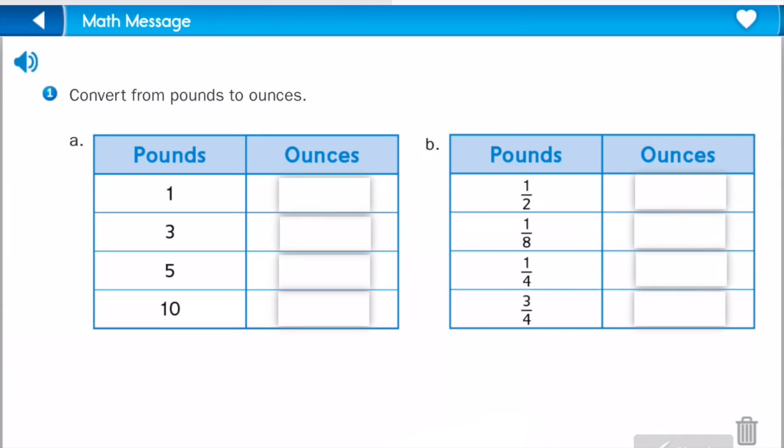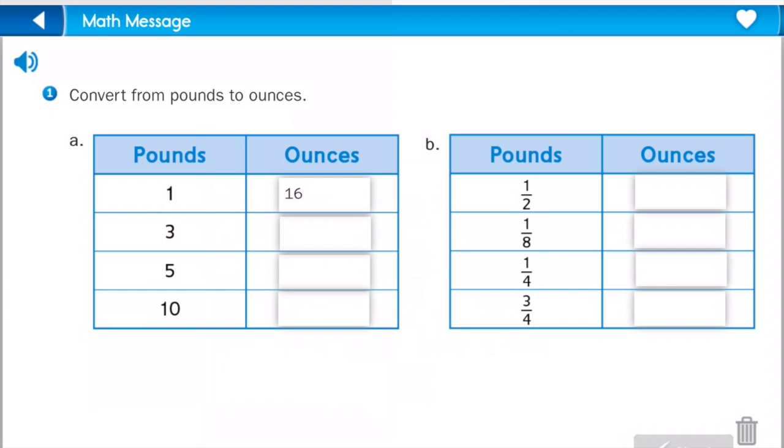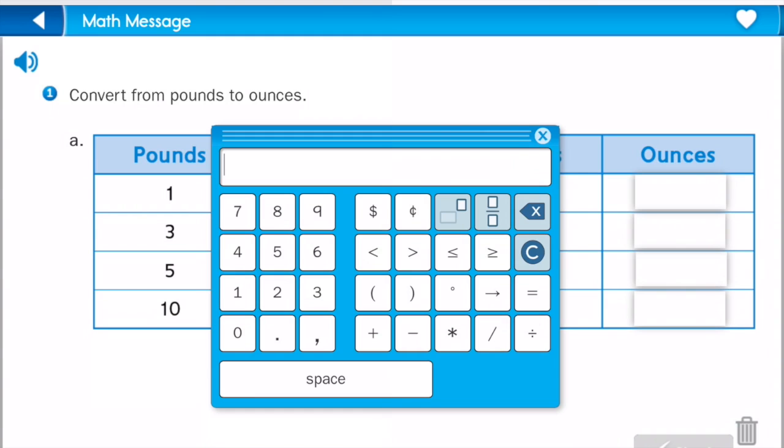So how many ounces are in 1 pound? It would be 16. There's 16 ounces in 1 pound. So, how will we figure out how many ounces are in 3 pounds? Yeah, we would multiply 16 times 3. And what would we get if we multiplied 16 times 3? Yeah, we would get 48.